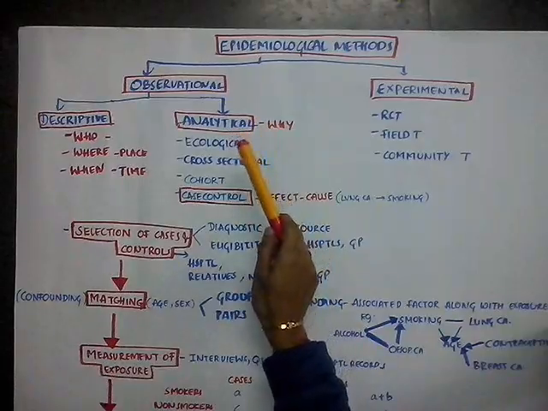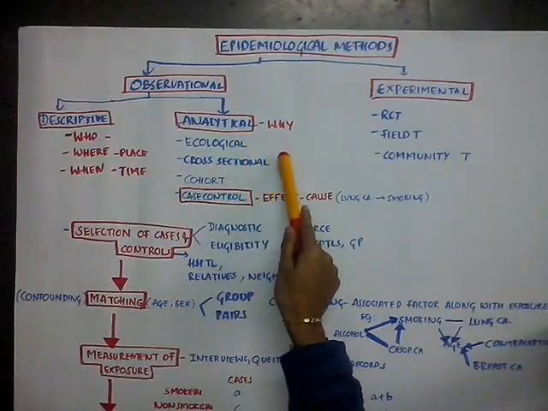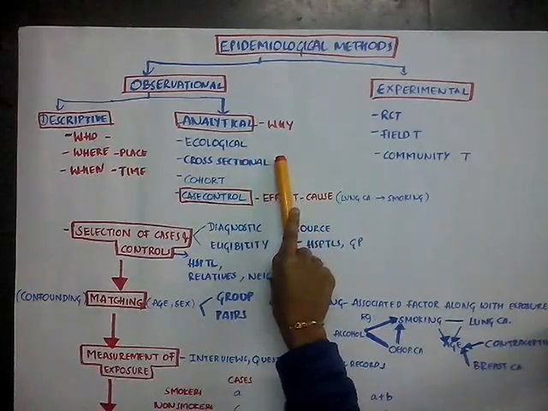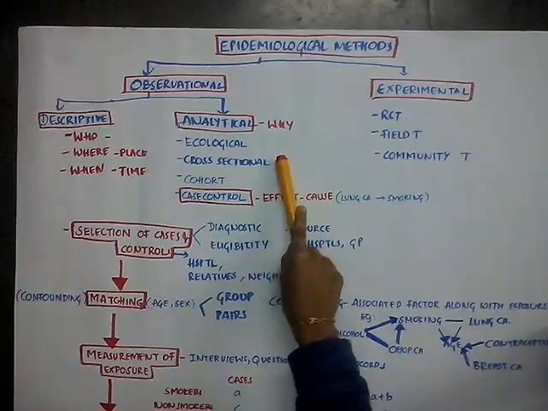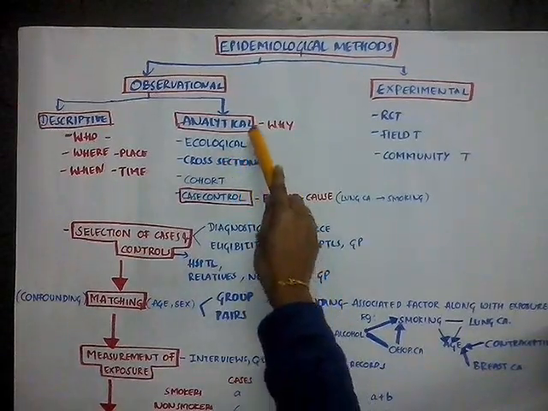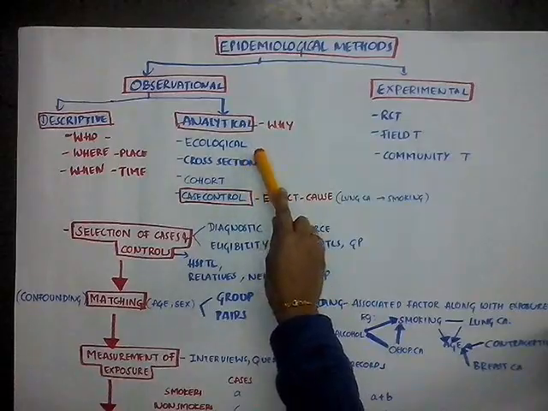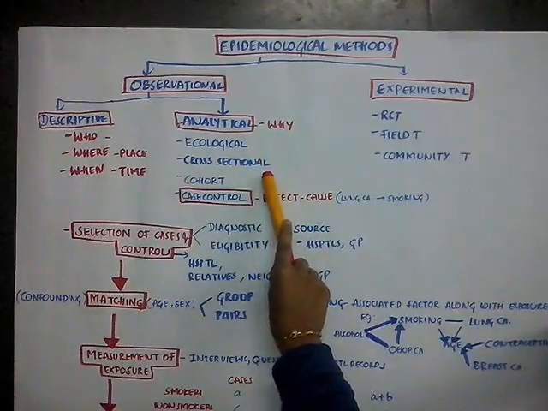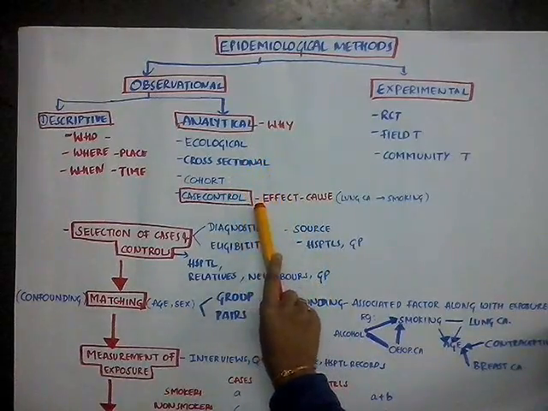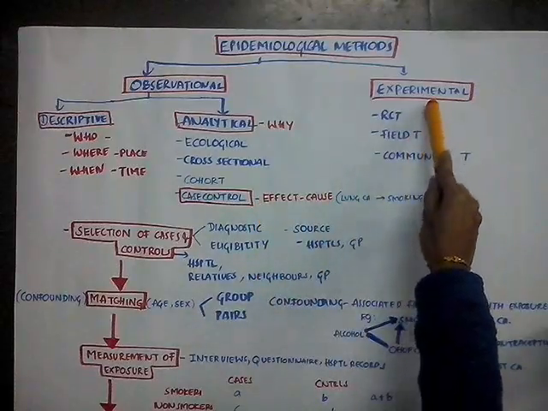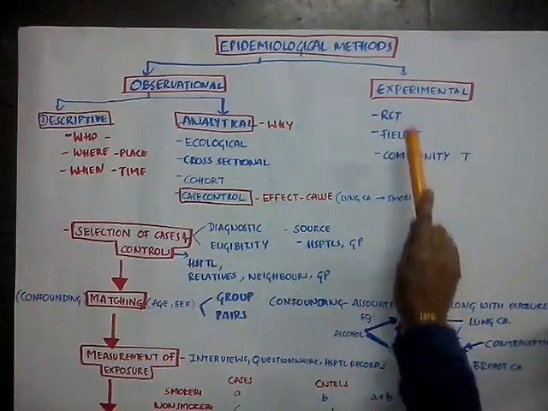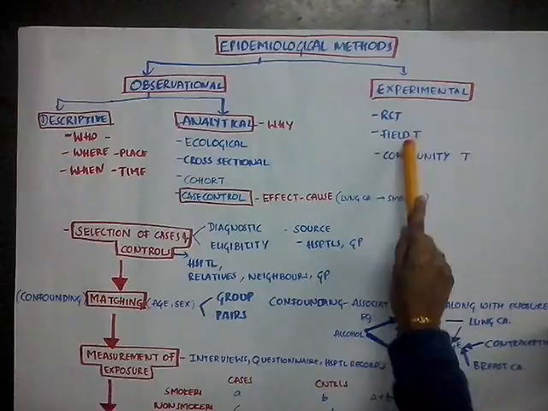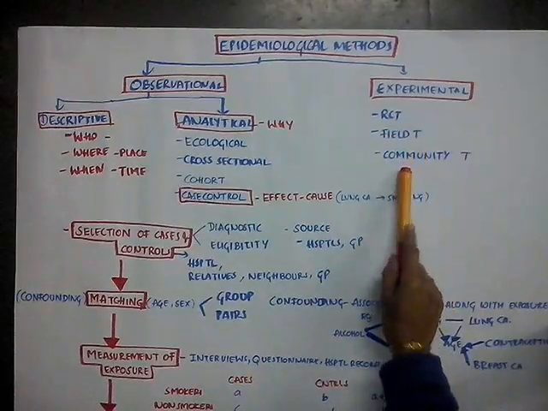Here we are going to learn about the association between the cause and the disease. There are again four types: ecological, cross-sectional, cohort and case control. Coming to experimental, there are three: randomized control trials, field trials and community trials.